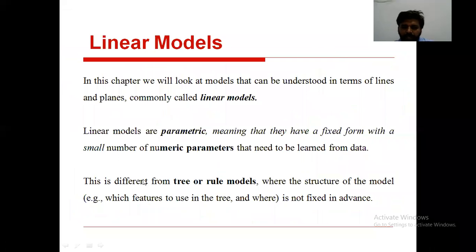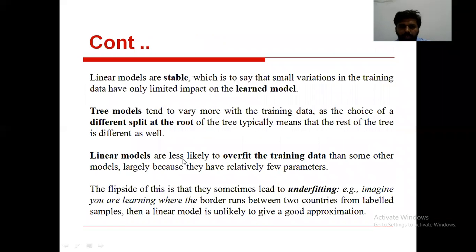Here, the main difference between tree or rule models and numeric models is the structure. In rule models and tree models, we are doing classification and regression, or we are constructing the model based on the features of the instance. Whereas in the linear model, we are not considering features, we are simply using planes and lines to identify the positivity and negativity of an instance. Next.